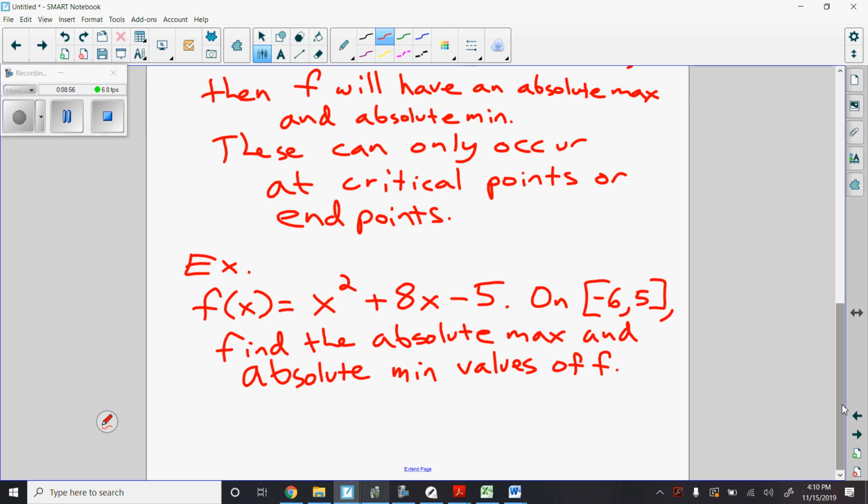So here's our problem. We have f of x equals x squared plus 8x minus 5. It says on the interval -6 to 5, find the absolute max and absolute minimum values of f.